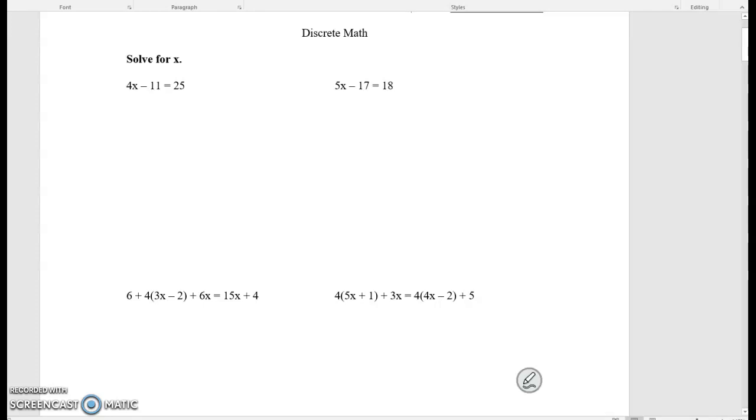Here's our review for the voting method theory test. We're going to start out with the algebra stuff.